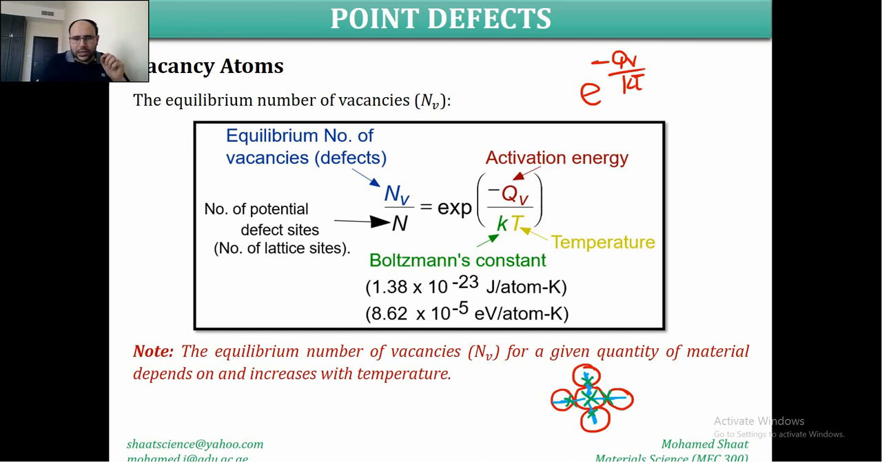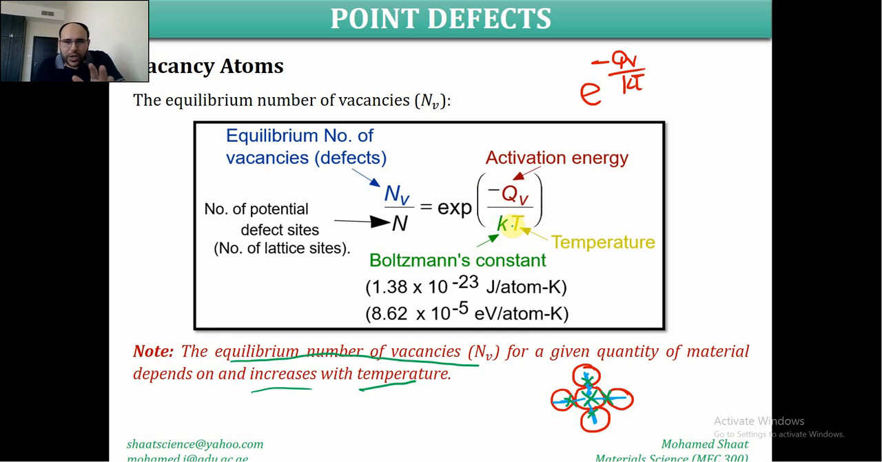So we should understand that the equilibrium number of vacancies, this NV, depends on the temperature, and it increases as the temperature increases. As we heat the material, more vacant atoms are going to be generated. More atoms will be removed, more bonds are going to be broken, and more vacancies will be generated. Make sense? So that's why this temperature is located in the denominator, and we don't have this negative.